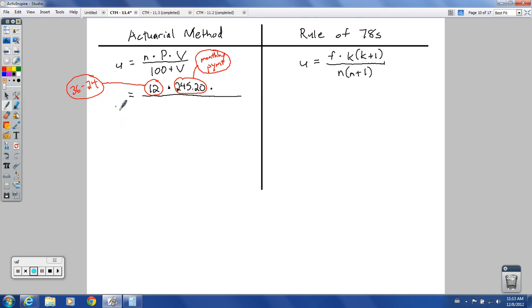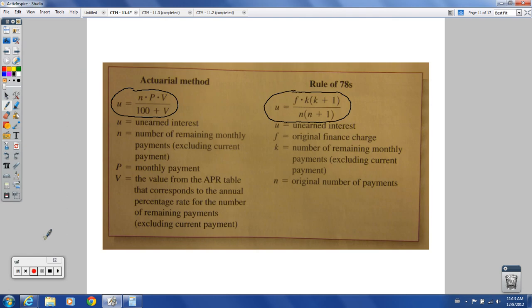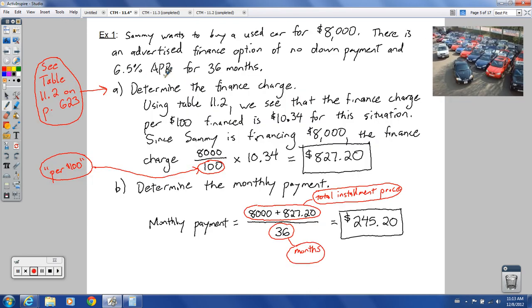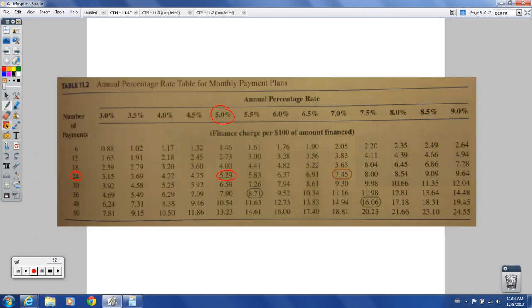And then what about this value here? That value is supposed to stand for V, the value from the APR table that corresponds to the annual percentage rate for the number of remaining payments. So referring back to example 1 here, Sammy had 6.5% APR, 36 months, but the remaining payments are going to be 12 months. So let's clear this table again. And so look now for 12 months. This is the number of remaining payments, 12 months. It was at 6.5% APR. So line those up and you get 3.56. So that right there is the value for V.